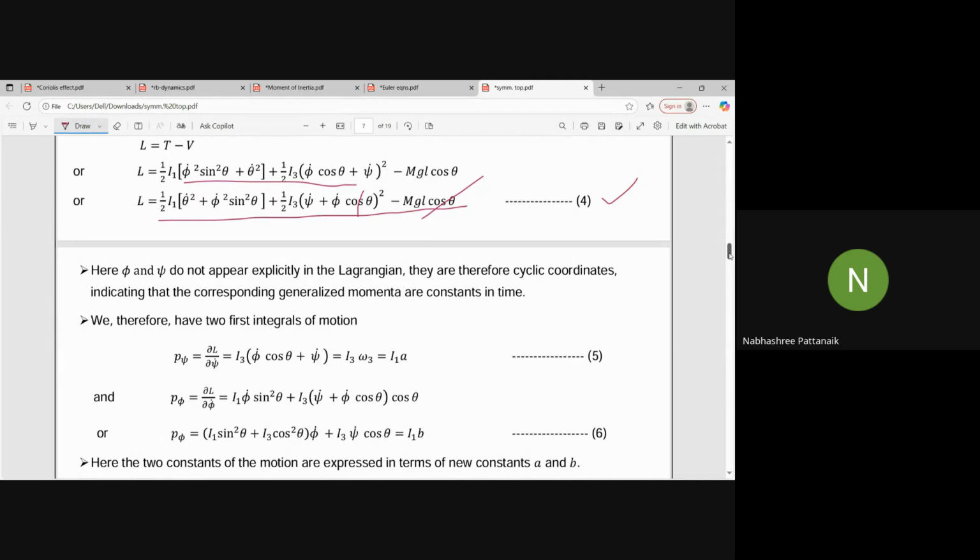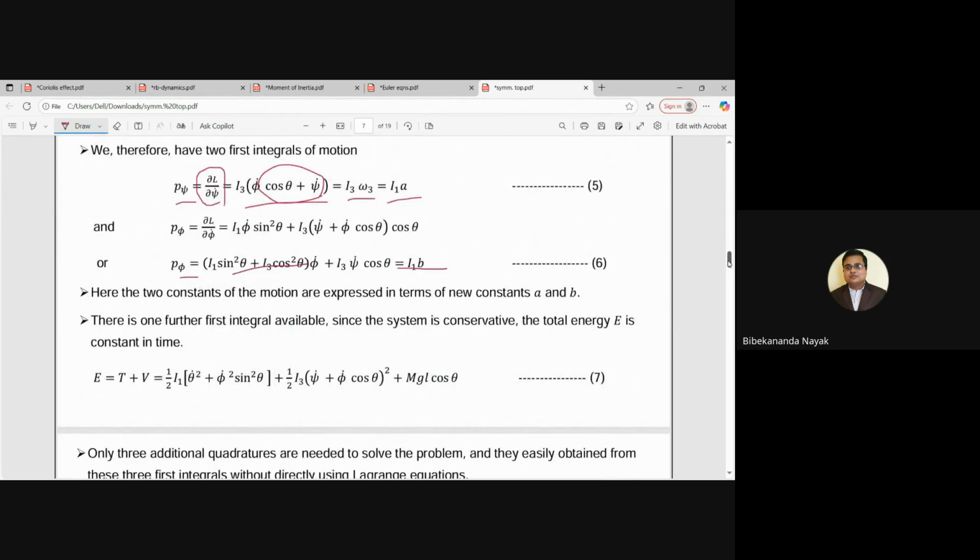Okay. So for psi, we can calculate P equal to del L by del Q dot, so del L by del psi dot. Taking the derivative with respect to psi dot, we found I3 (phi dot cos theta plus psi dot), which is a constant. But this is omega 3. I3 omega 3 is a constant, meaning I1 into A. Similarly, P phi is another constant, like I1 B. But P theta is not constant. These are the constants of motion.